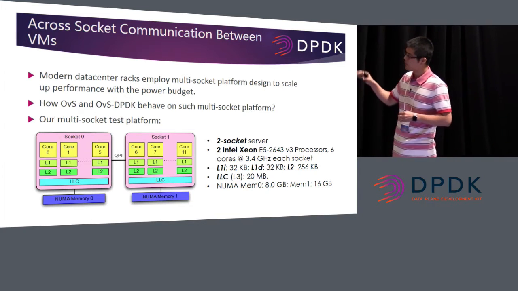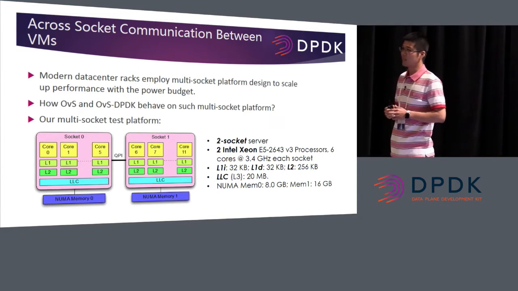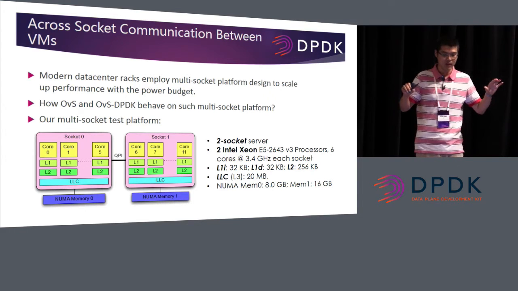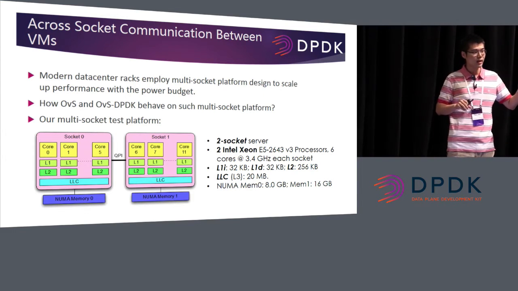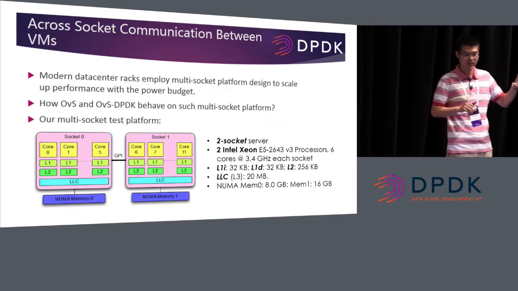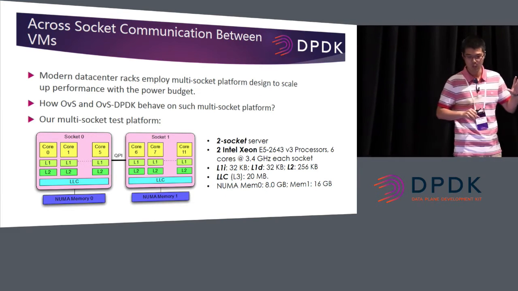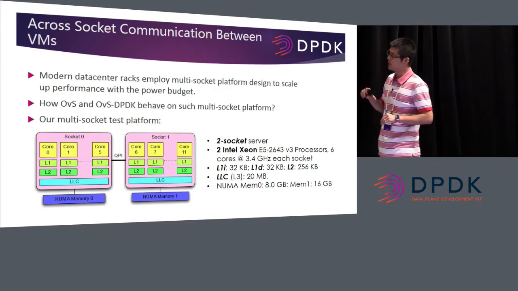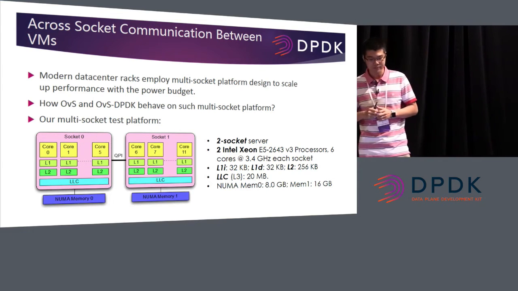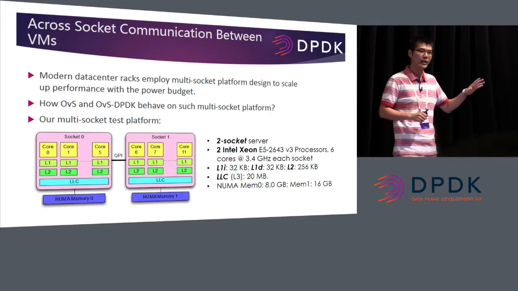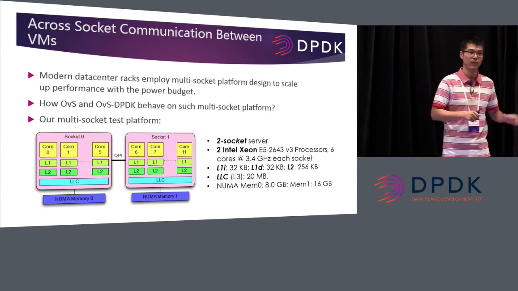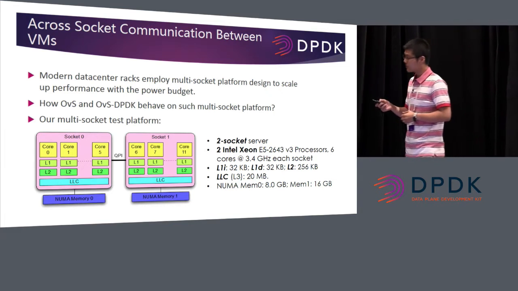And this time we use a different hardware setup. We use a 2-socket server. Each of these sockets has a Xeon E5 processor on it, which contains 6 cores, each core running at 3.4 gigahertz. And it contains L1 cache, L2 cache, last level cache, and also the memories.